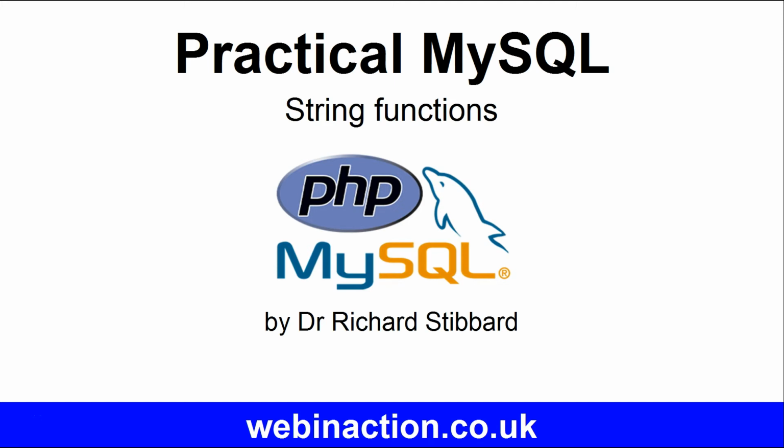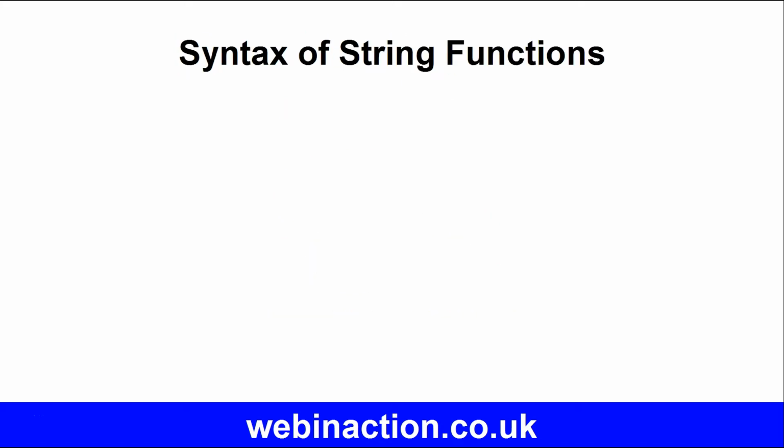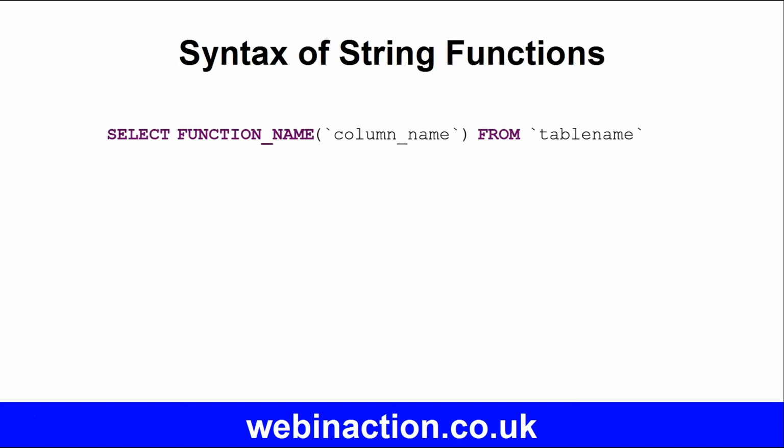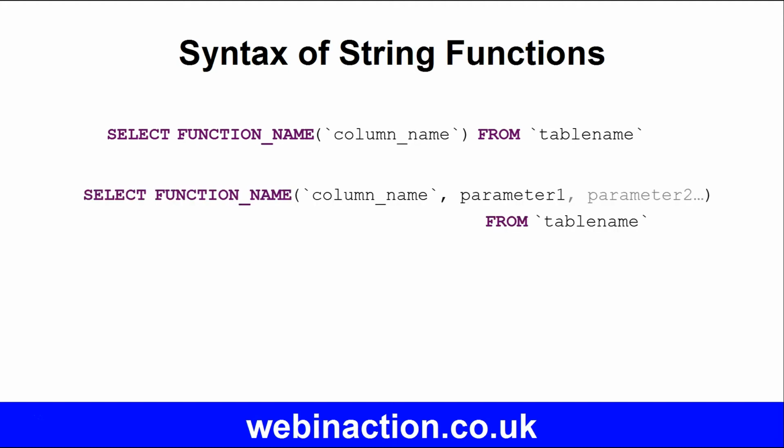MySQL string functions allow us to manipulate textual data, strings. We can transform text to uppercase or lowercase, we can find the length of the data in the field, we can return parts of a string and things like that. The syntax of string functions is basically the same as we've already seen for the aggregate functions. Select function name and then in parentheses the column name from table name. Depending on what the function is doing, we may need to specify more information as parameters.